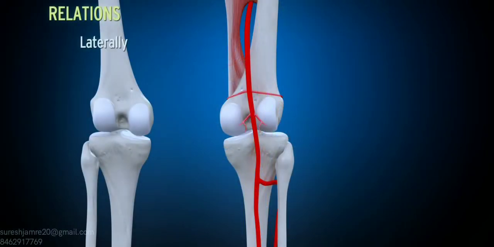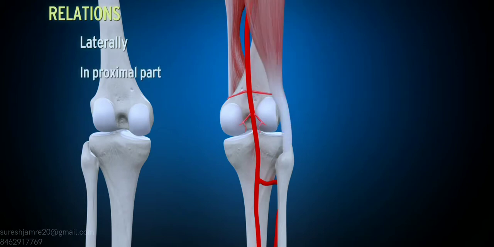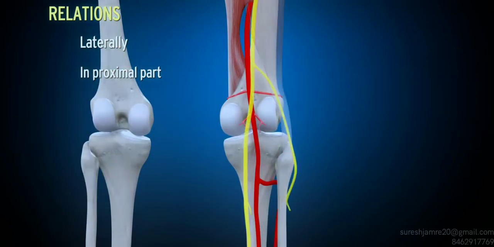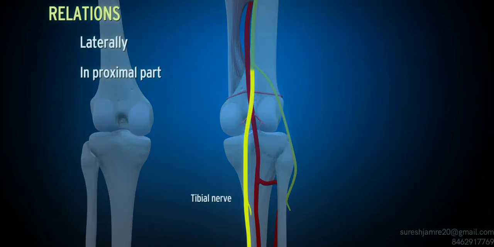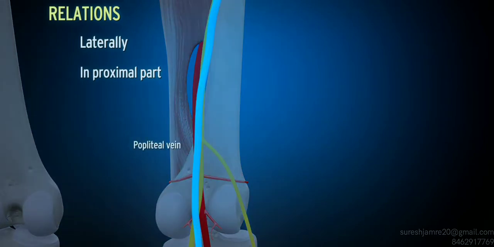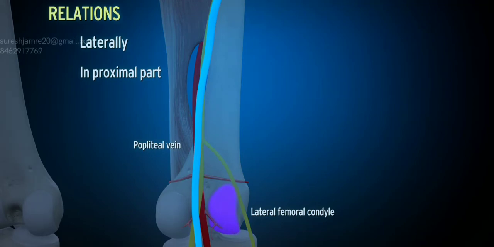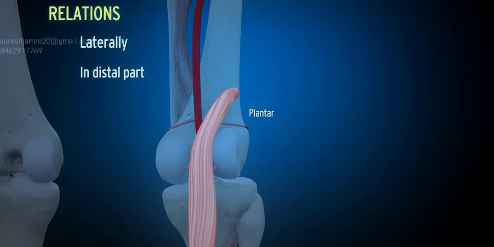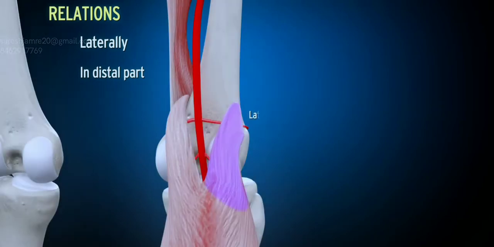Laterally, in proximal part, biceps femoris, tibial nerve, popliteal vein and lateral femoral condyle. In distal part, plantaris and lateral head of gastrocnemius.